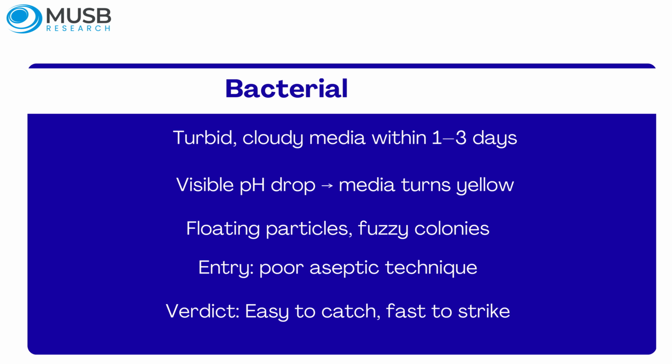Our first suspect is the most obvious offender: bacterial and fungal contamination. This one announces itself. Within 1 to 3 days, your media will turn turbid, visibly cloudy. The pH indicator in your media, phenol red, will drop, turning yellow as bacteria metabolize nutrients and produce acid. You might see floating particles, a ring of fuzz around the edge of the flask, or in serious fungal contamination, clearly visible colonies.